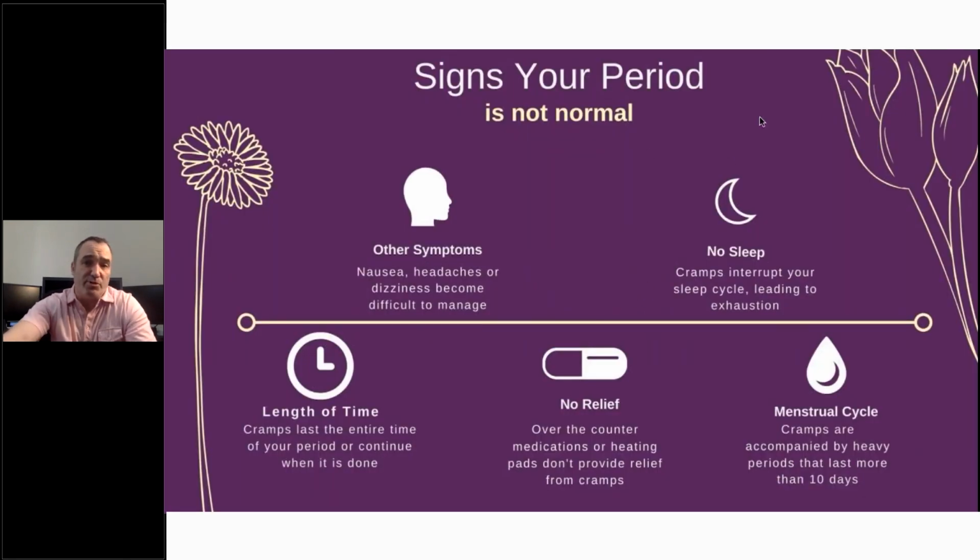So what are some signs that your period is not normal? If you have other symptoms like nausea or headache or dizziness, which become difficult to manage. If you're having difficulty sleeping because the cramps are interfering with your sleep cycle. If the cramps last the entire time of your period or continue when it's done. If over-the-counter pain relief medications like ibuprofen and Tylenol do not help. And of course, if your cramps are accompanied by heavy bleeding that lasts more than 10 days.